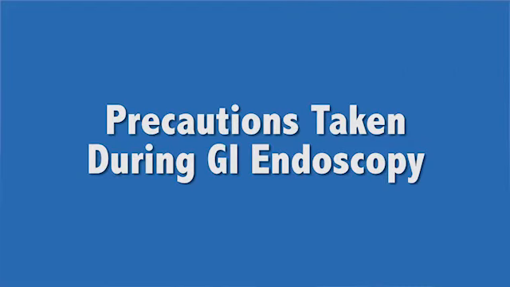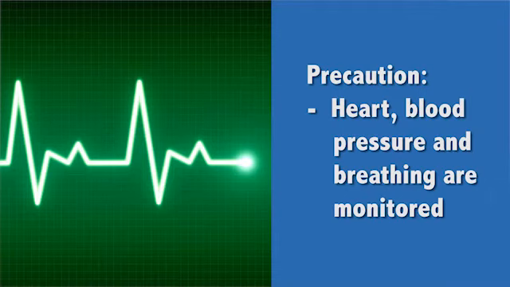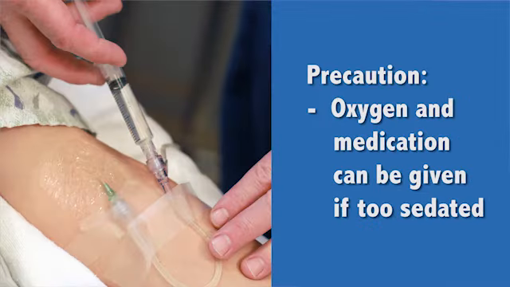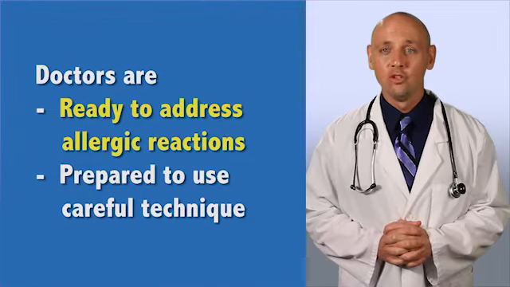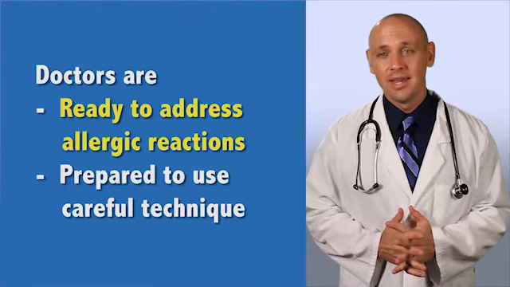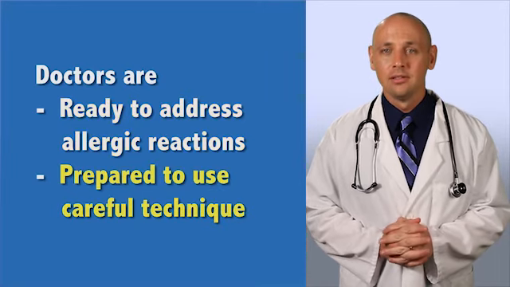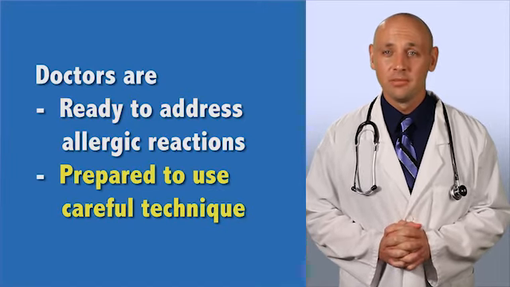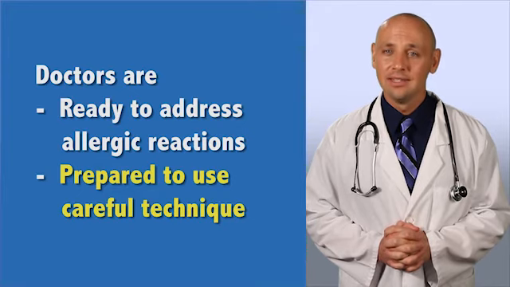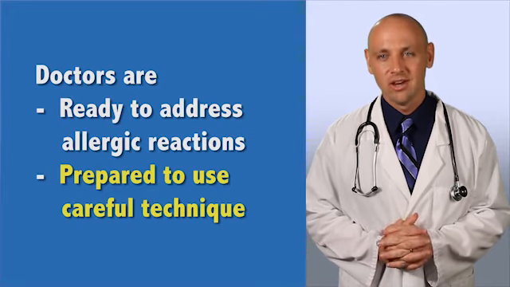What precautions are taken during GI endoscopy? When you are sedated or helped to sleep with medicine so the procedure can be done, your heart, blood pressure, and breathing are continuously monitored. If you go into too deep of a sleep, oxygen can be administered and medications can reverse the deep sleep immediately. Your medical team is also ready to address any allergic reactions. Bleeding and perforation from biopsy are avoided with careful technique and detailed knowledge of the GI tract.